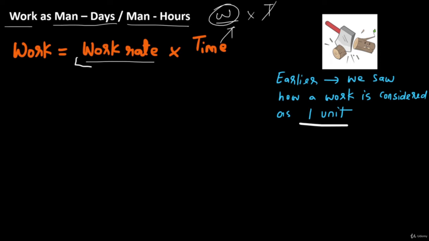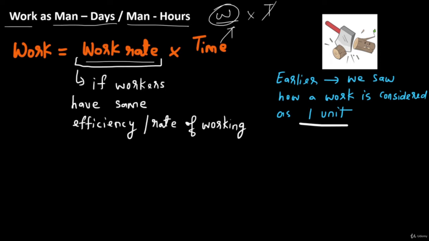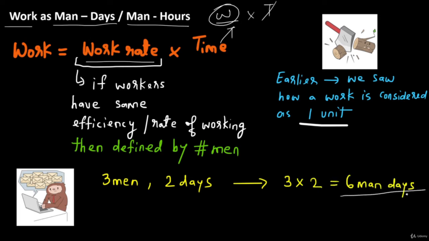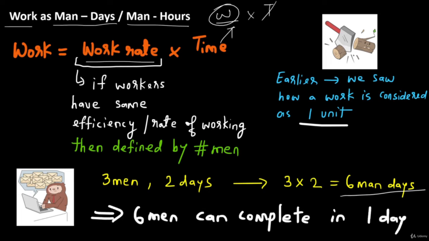Now if workers have the same efficiency or rate of working, then work rate is defined by the number of men who are working for the job. Now let's take an example. For example, we have a work and we found that it takes 3 men 2 days to complete this work. That means that this work is equivalent to 3 into 2, that is 6 man days. What does this mean? It means that if we were to hire 6 men, we could have completed this work in 1 day. Over here also you have 6 men into 1 day, which is equal to 6 man days, and that's the same thing that we have over here.